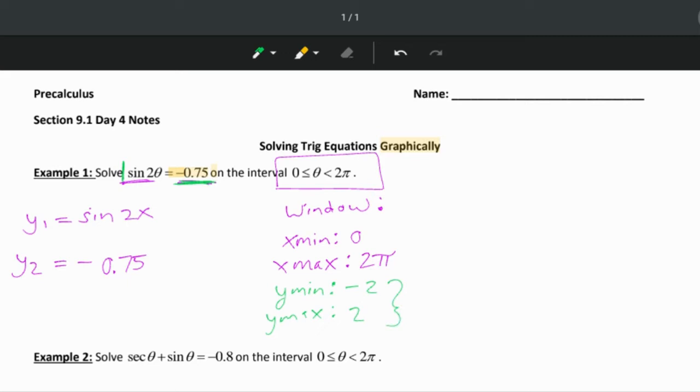All right, so once we graph these, all we're going to do is find where they intersect. So we're going to press second trace intersect on our calculator. All right, and then we're going to press enter 3 times, and that will get us our intersection points. All right, so let's switch over to our graphing calculators and try to set this all up in our calculator and solve for the answers.